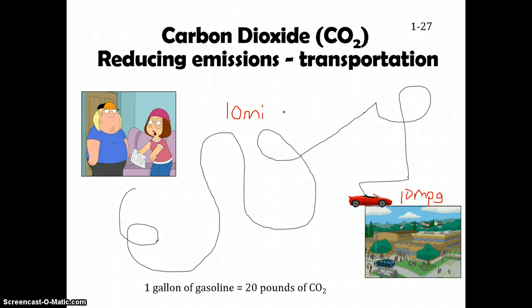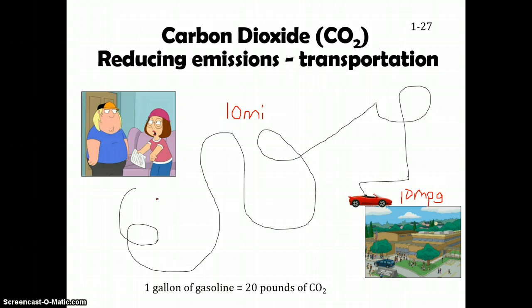So let's go back to this scenario. We have a car. It drove 10 miles. We burned a gallon of gas because we know this car gets 10 miles to the gallon. And since it burned a gallon of gas, it's going to release 20 pounds of carbon dioxide. So these two kids released 20 pounds of carbon dioxide to get to school.